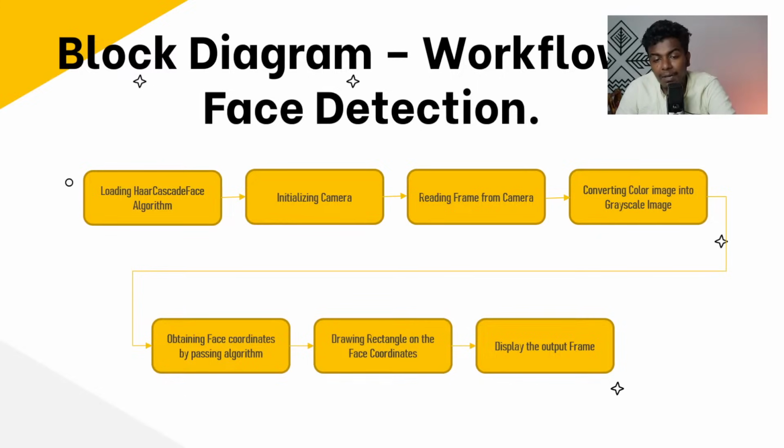What camera are you really going to use? That camera we need to initialize. I hope you remember the syntax, like cv2.VideoCapture of 0 or 1 or 2 or 3. That is initializing the camera. The third step is reading a frame from the camera. You have already initialized the camera, but you need to read the frame from it. That is the third step.